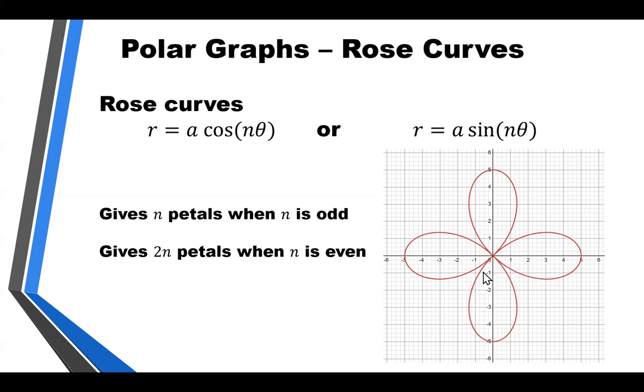With rose curves, when n is odd, I get the exact same number of petals. So when n was 5, I got 5 petals. When n is even, I get double the number of petals. So when n was 2, I got 4 petals. When n was 4, I got 8 petals. Again, these are called rose curves, and they're very interesting graphs.